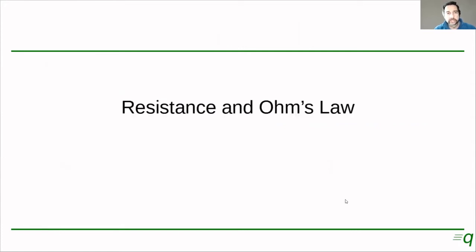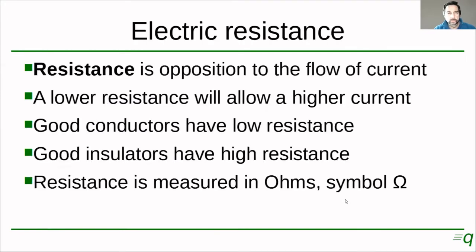Okay, on to our next topic, resistance and Ohm's law. What is electric resistance? Resistance is the opposition to the flow of current. If we have lower resistance, that will allow a higher electrical current. Good conductors, for instance, have little opposition to the flow of current and therefore have low resistance. Good insulators have a very high opposition to the flow of current and therefore they have a very high resistance.